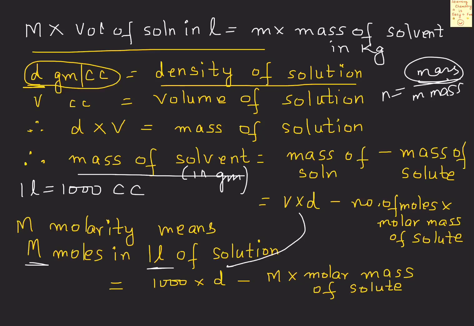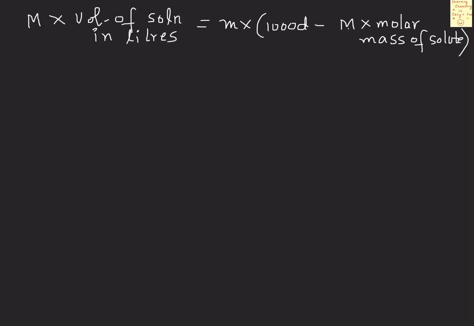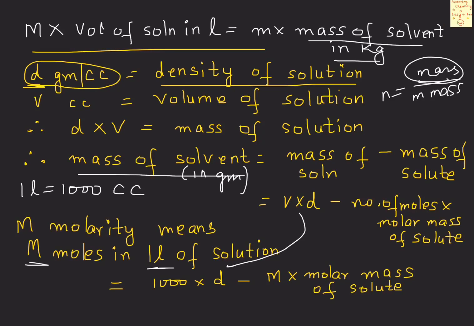But what is our formula? Mass of solvent in kg. So, what do you do over here? Go ahead, write the final formula. So, we've got molarity into volume of solution in liters is equal to molality into 1000 D minus M into molar mass of the solute, M is molarity, right? Whole thing divided by 1000, right? Because we said that we have to take the mass of the solvent in kg.